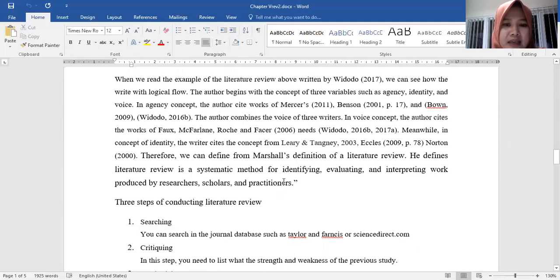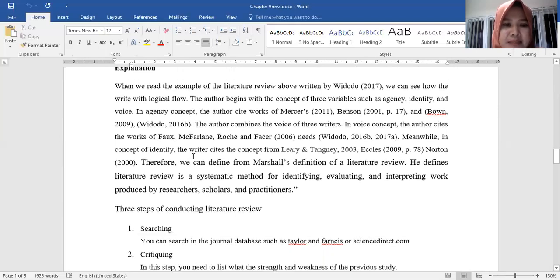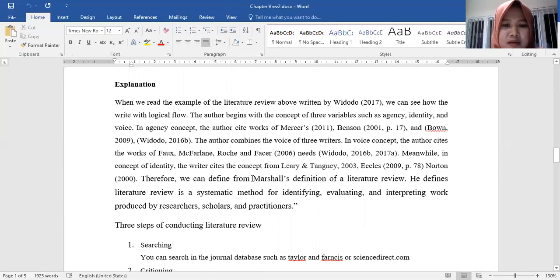In this paragraph, I would like to directly introduce you to the literature review, cited from Marshall. He defines the literature review as a systematic method for identifying, evaluating, and interpreting work produced by researchers, scholars, and practitioners. Of course, when you want to do your research, the literature review cannot be separated from your research.